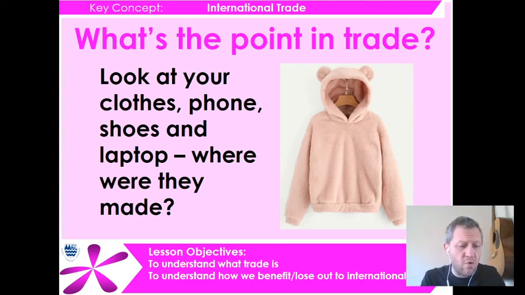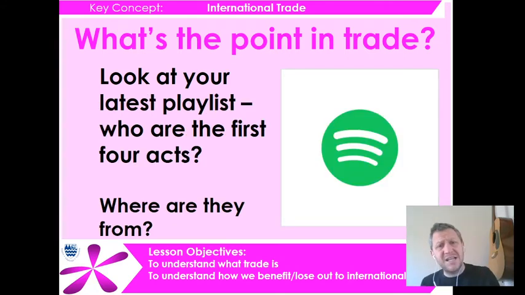Have a look at all your clothes as well, your shoes, where were they made, and write a list. You can take this quite far if you want to look at all the different things in your home that usually have a made by label on the back, and you'll be able to see how much of your house comes from overseas. So once you've done that, the next thing I want you to look at is your playlist on Spotify.